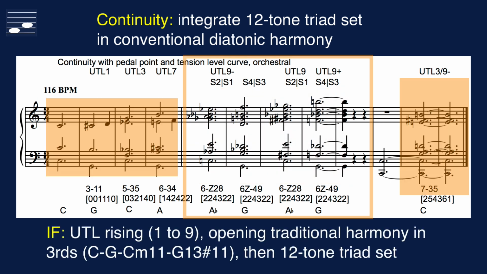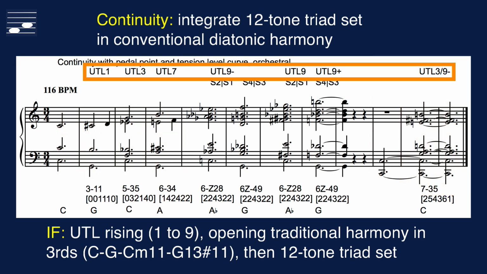The opening 4 chords are diatonic and in thirds, with an incomplete C major triad followed by G major, C minor 11 and an extended altered G7 chord. Then we have the 2 polychord pairs yielding a climax before closing on an extended C major chord. Note how the tension level increases from UTL1 to the maximum of 9.